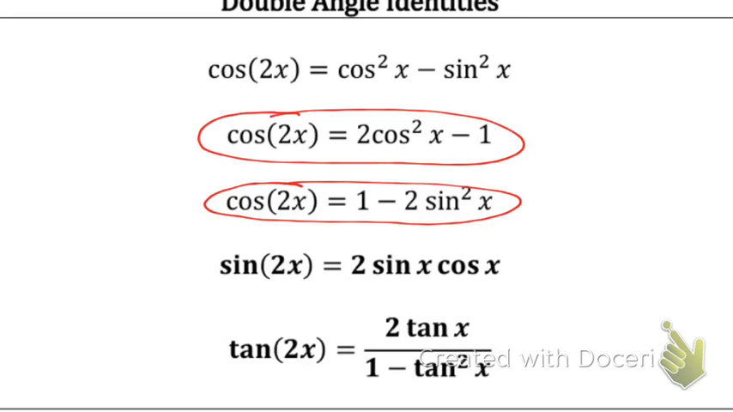All right, other questions? Yeah. Number 14.